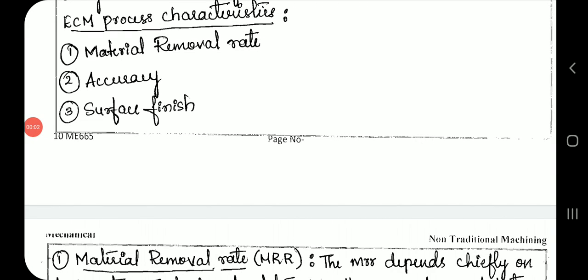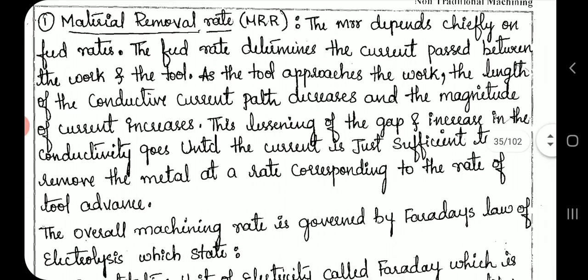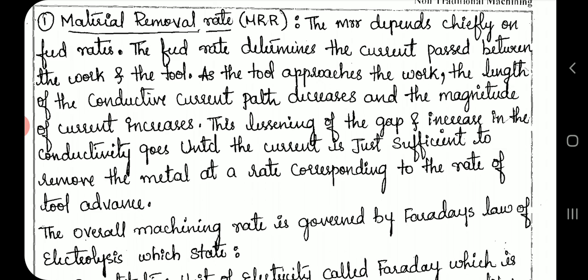ECM process characteristics: material removal rate, accuracy, surface finish. Material removal rate (MRR). The MRR depends chiefly on feed rates. The feed rate determines the current passed between the work and the tool.